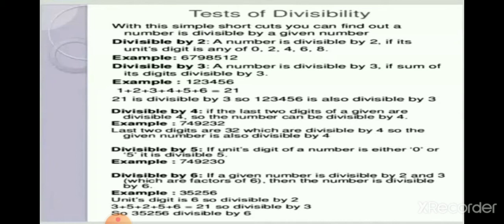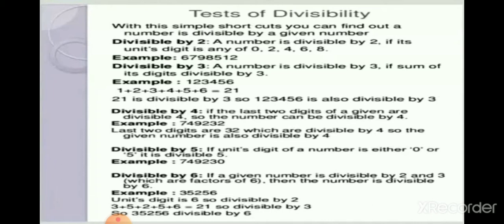Divisible by 5: if the unit digit of a number is either 0 or 5, then the number will be divisible by 5. So in the example, you can see the number given below is 7,49,230, and the unit digit is 0. So yes, this number will be divisible by 5.